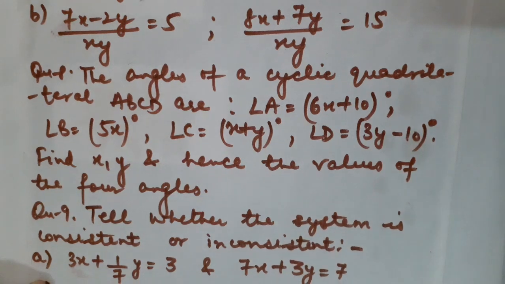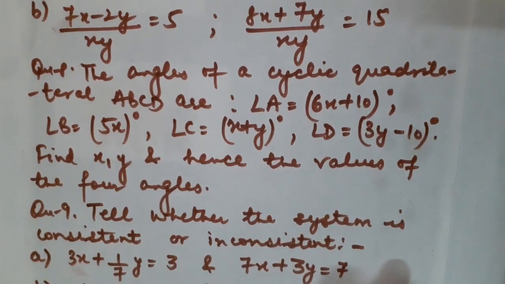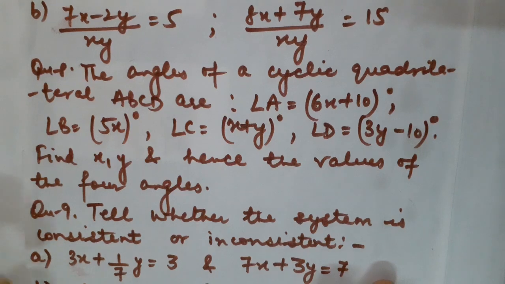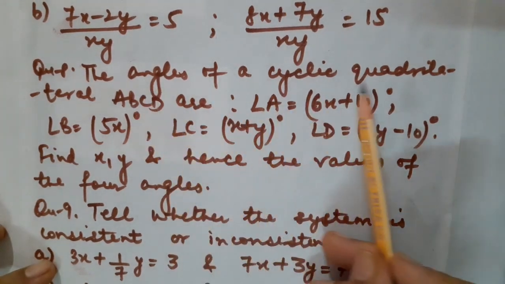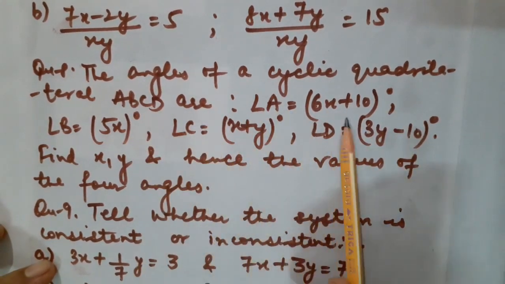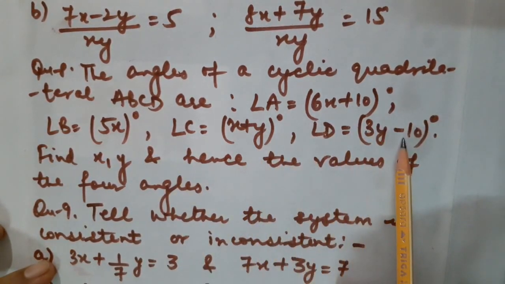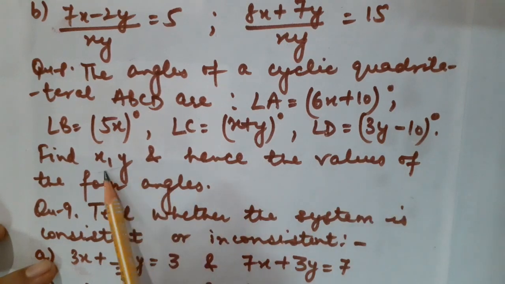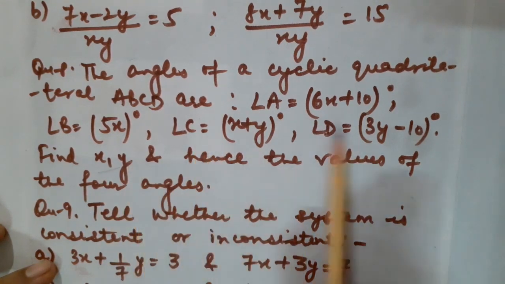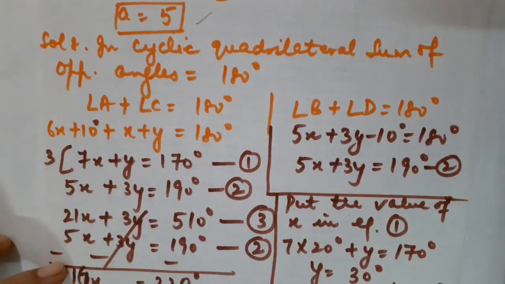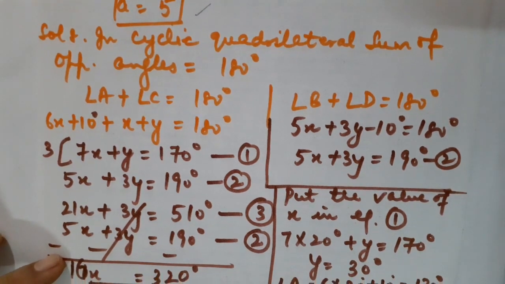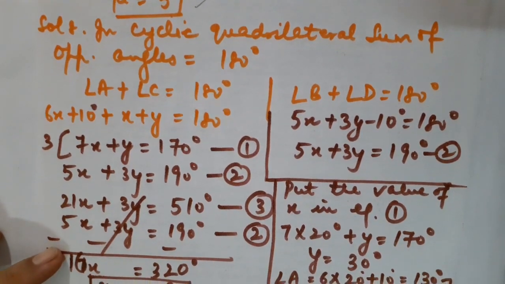Now children, this is the last question of today's assignment discussion. You will be having the angles of a cyclic quadrilateral given. Okay, all the angles are given in the form of two variables, x as well as y. We will have to calculate the values of x and y as well as of all four angles. Children, this is a very simple question. Only one property of a cyclic quadrilateral you have to keep in your mind, that the sum of opposite angles of a cyclic quadrilateral is equal to 180 degrees.